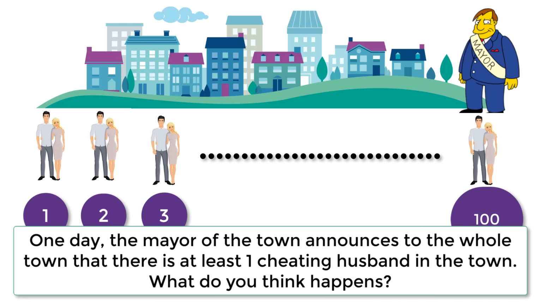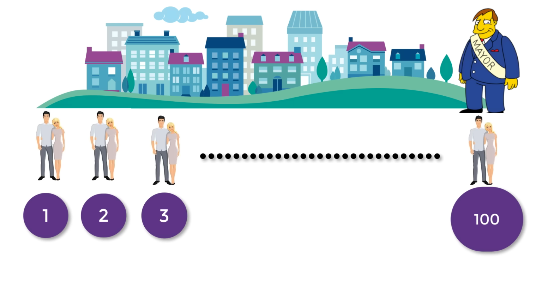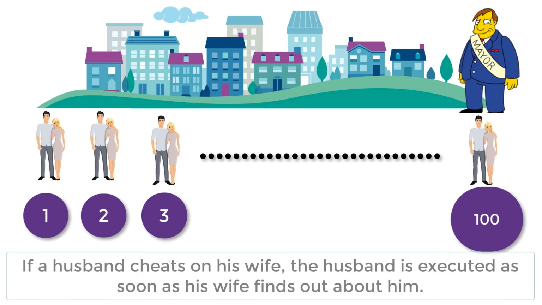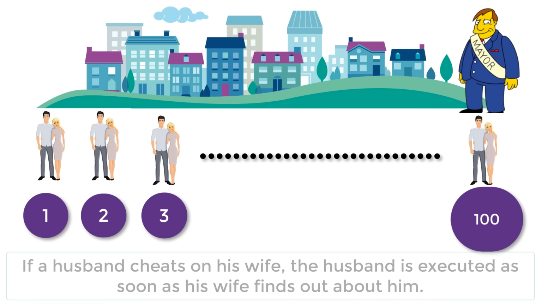So I will simplify the puzzle. A certain town has 100 married couples, husband and wife only. Everyone in the town lives by the following rule. If a husband cheats on his wife, the husband is executed, that is killed, as soon as his wife finds out about him. The husband may enjoy only as long as his wife does not get to know about it.